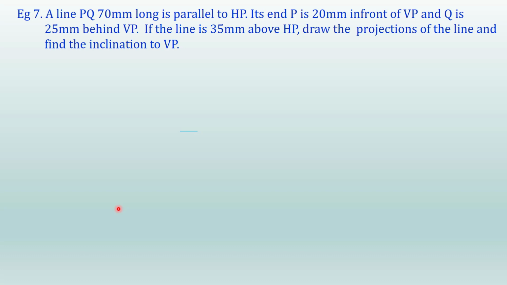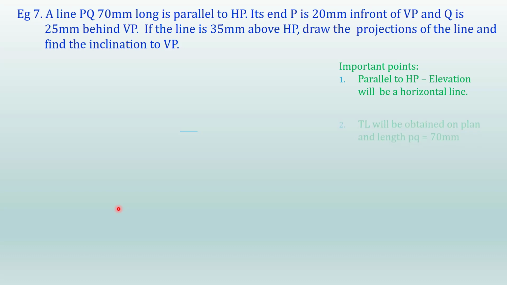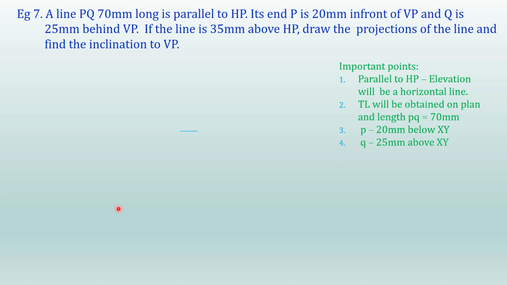Now, draw the projections of the line and find the inclinations to VP. So, these are the important points. The line is given as parallel to HP. So, plan will be true length and elevation will be a horizontal line. The true length will be obtained on plan, right? And the length PQ is given as 70 mm. Then plan point P is 20 mm below XY. Plan point Q is 25 mm above XY. P dash and Q dash will be equal to 35 mm since the line is horizontal, right?